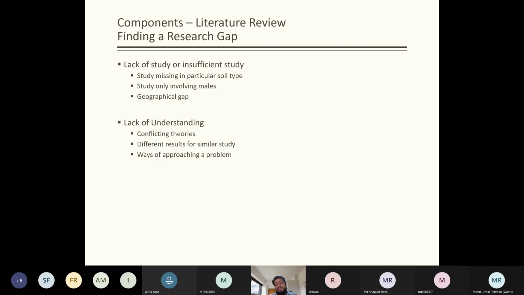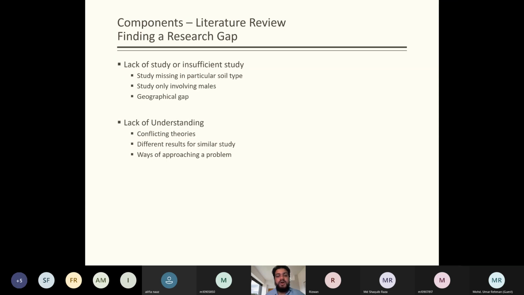Also, the different results from a similar study. Well, for example, in my own research, the salt concentration in the soil can cause more heaving. Some research says that, and some research says no, it is not going to affect any heaving, or some say it actually reduces the heaving. So there are different results for the similar study. So what you can do is perform this study and justify, no, the right result from this study is going to be this.